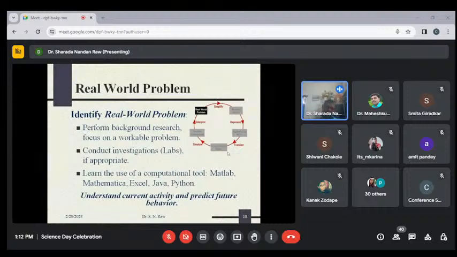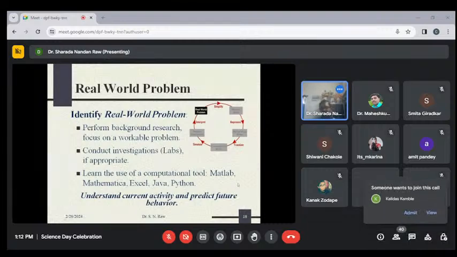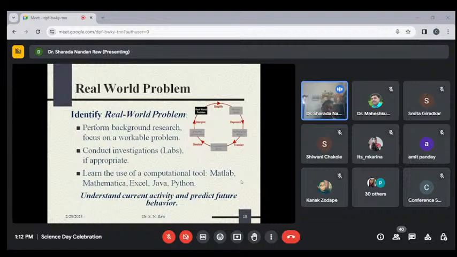First you collect the research background, or just think about the research background and collect the problems, and then conduct investigation if applicable. If it requires a lab, then you investigate it in the lab. Then learn the use of computational tools: MATLAB, Mathematica, Excel, Java, and Python. Nowadays, a lot of programming is going on, so a lot of open source software are available by which you can analyze your models. So understand the current activities and predict the future.